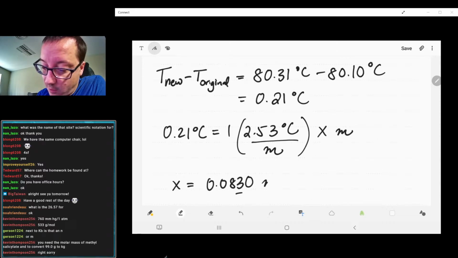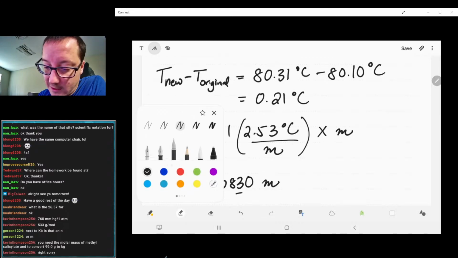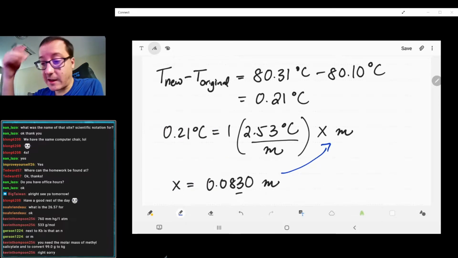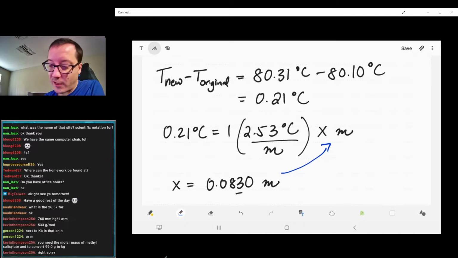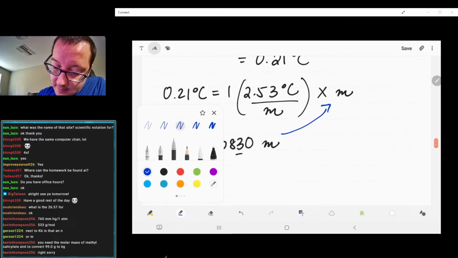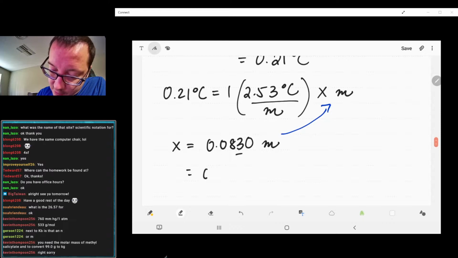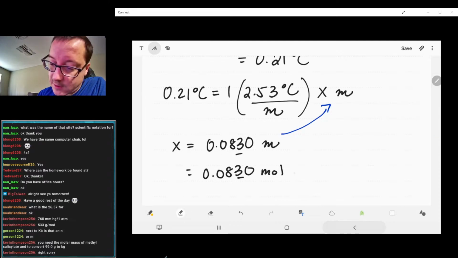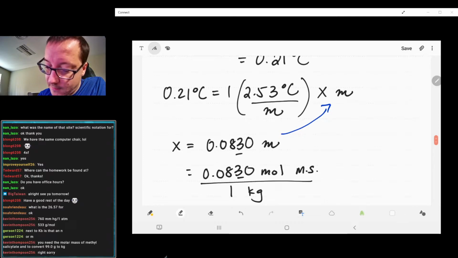And that's going to be molal, right? We already know the unit is molal. But technically we're taking degrees Celsius divided by degrees Celsius times molal. So of course we're going to end up with molal. We know the unit already. So that tells us that we have 0.083 moles of, what was this, methyl salicylate per kilogram of benzene.